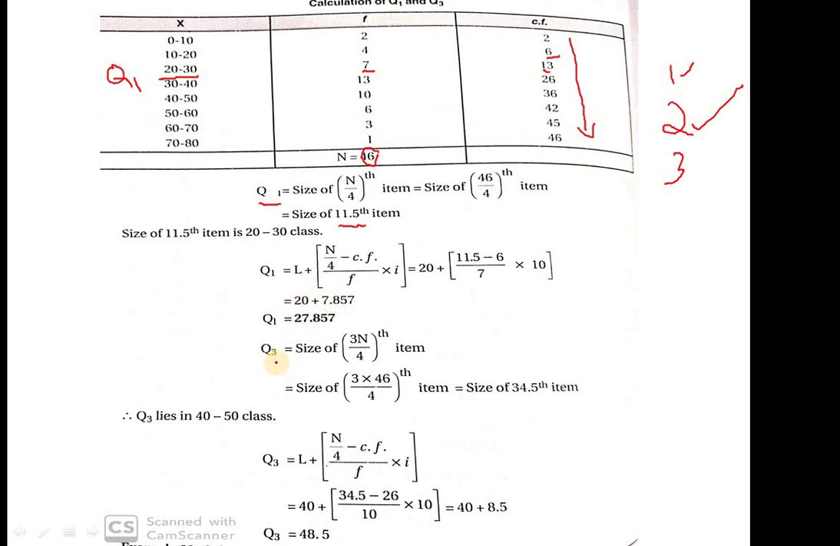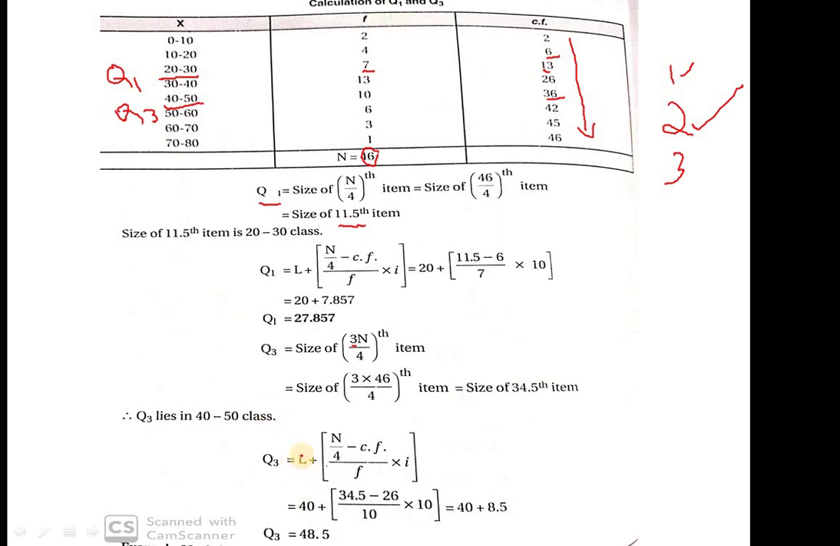Again, now the same applies for Q3. Q3 is equal to size of 3n by 4. 3 into n, how much? 46 divided by 4, we got 34.5. So find out the 34.5 in cumulative frequency. We have the next higher value, which is 36. That corresponding class interval, we call it Q3. The corresponding class is the Q3 class.